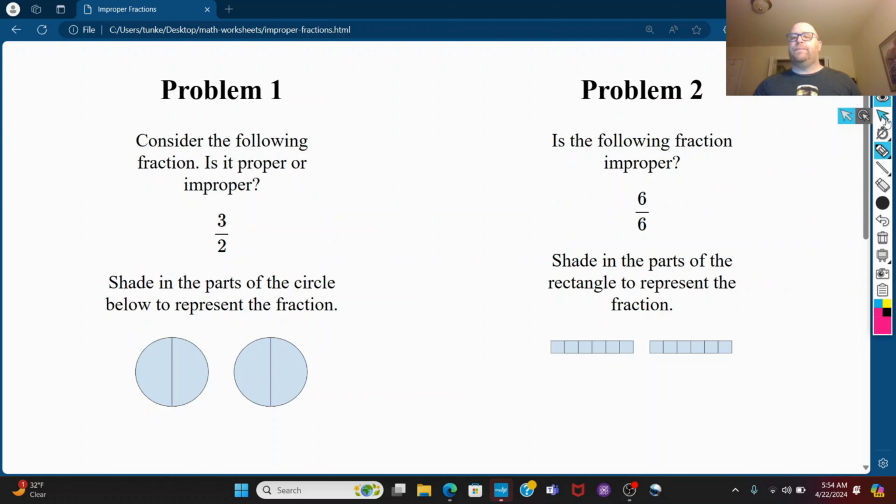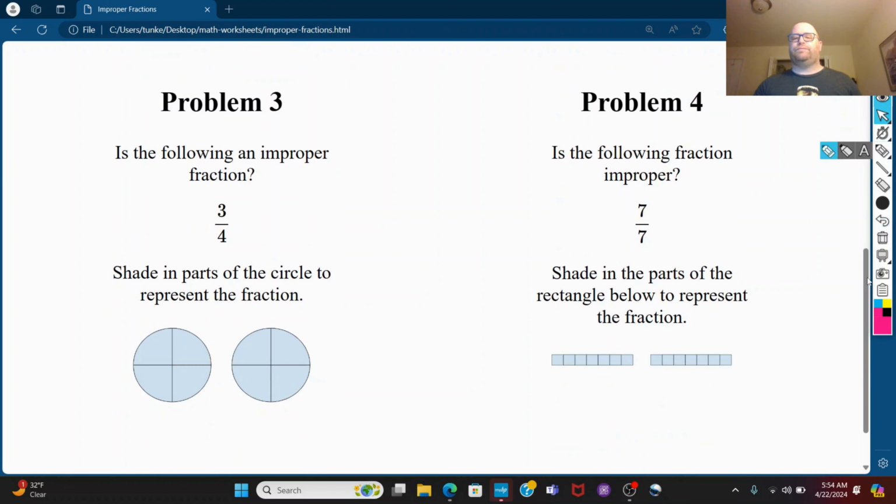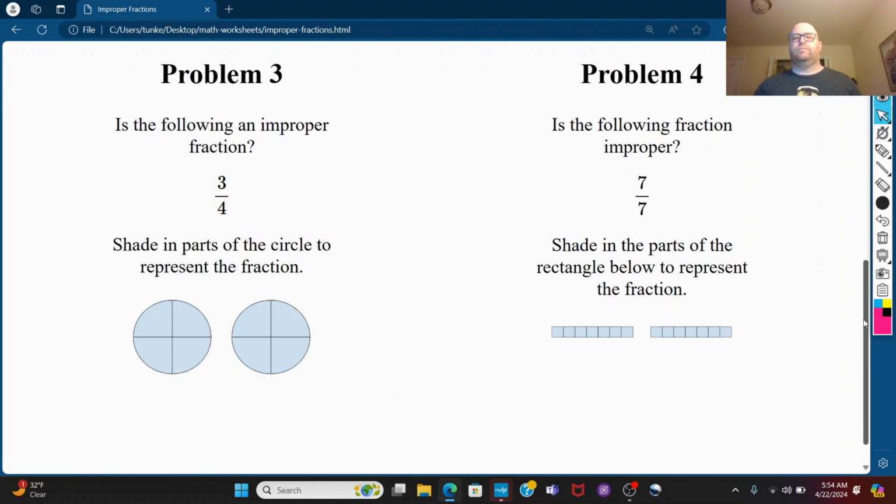Okay, so let's move on down. And let's take a look at problem 3. So problem 3 asks us, is the following an improper fraction? Okay, we have the fraction 3/4. So maybe pause and think about it. Is it an improper fraction?